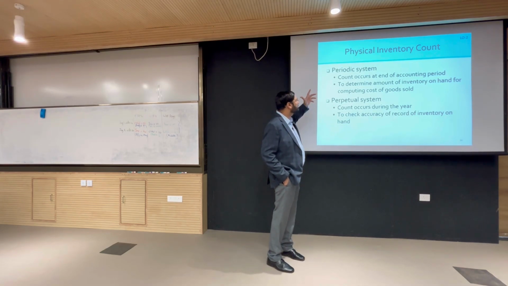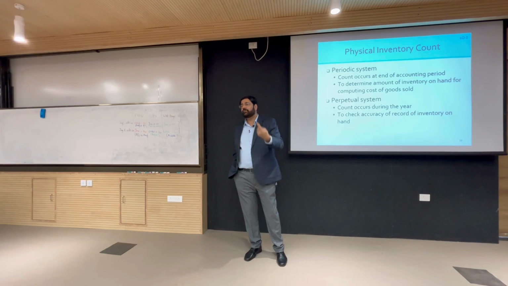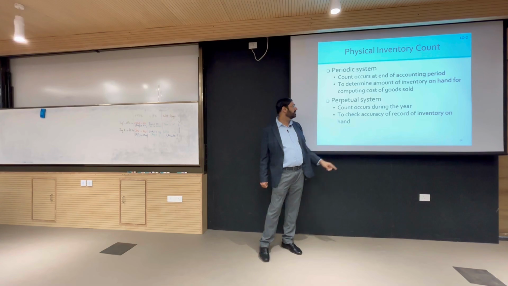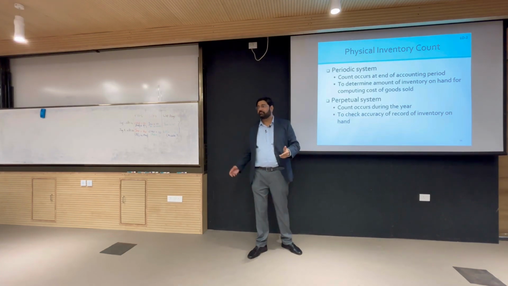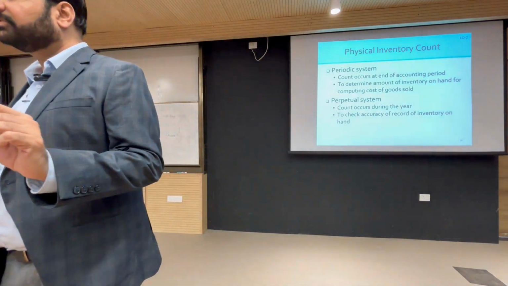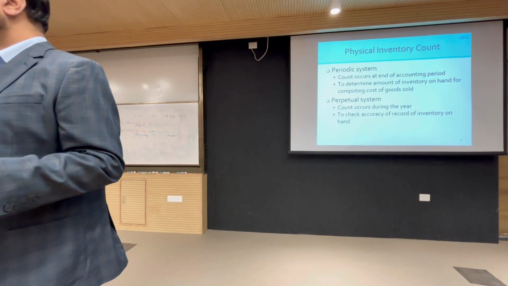So what is the theoretical difference between periodic versus perpetual? Count occurs in periodic at the end of the accounting period, not daily, to determine the amount of inventory and for calculating the cost of goods sold, right? But in the perpetual system, count occurs during the year. And why are we counting during the year? To check the accuracy of records. Because our record is saying I have 100 glasses. What if I only have 99 or 98? So the accounting record is still correct, but that difference of 1 or 2 is normal.